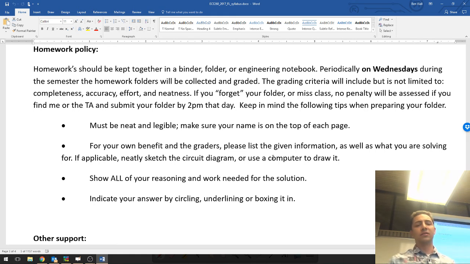Neat and legible. Make sure that the information is there so that people know what's going on. Keep all this in some kind of a folder, a binder, a notebook. Okay, keep it neat so that it's all together.